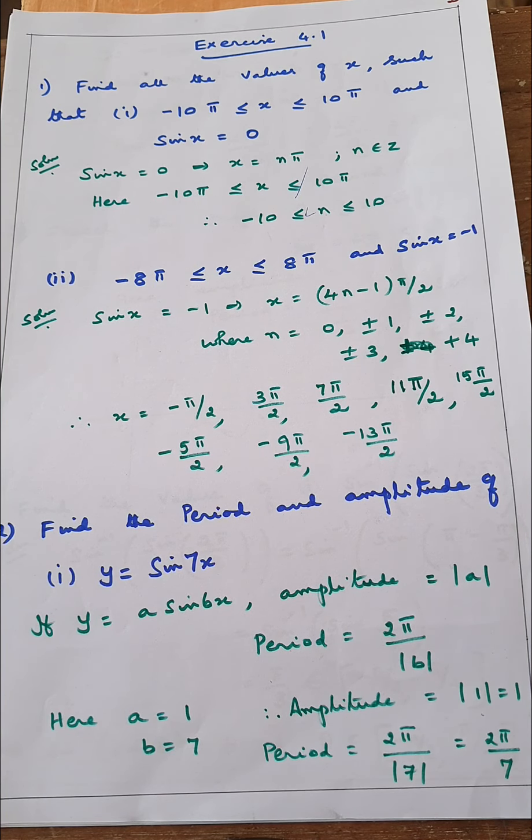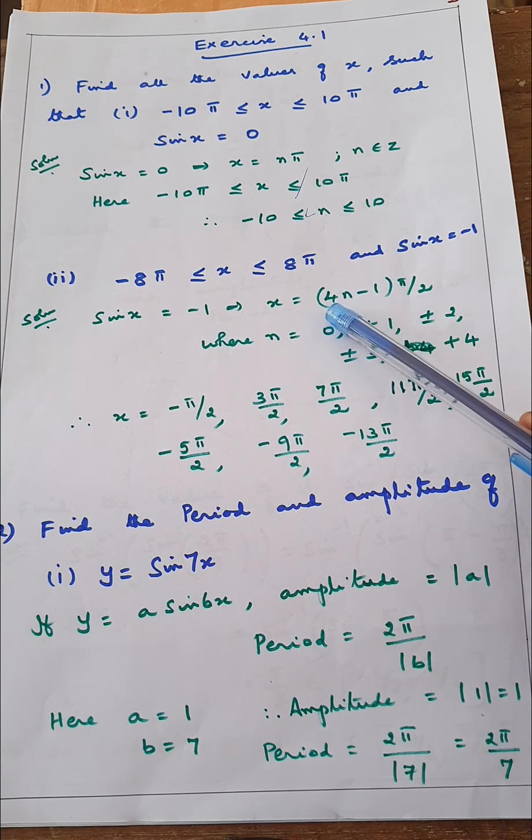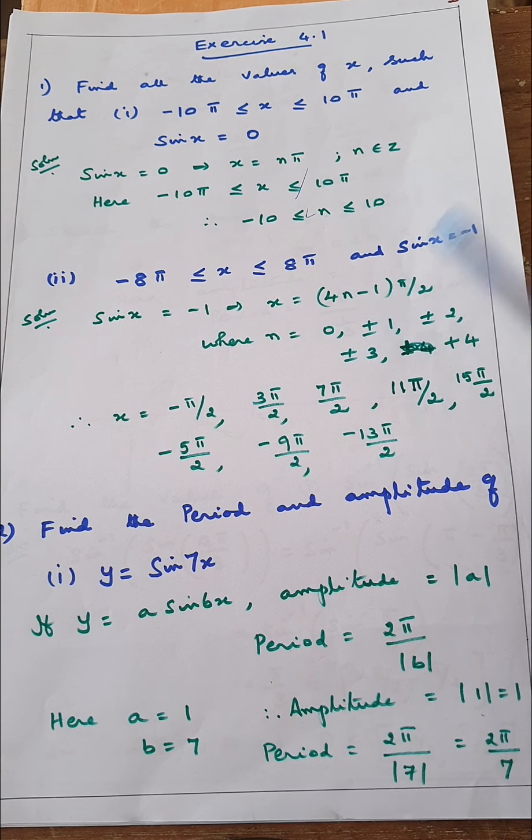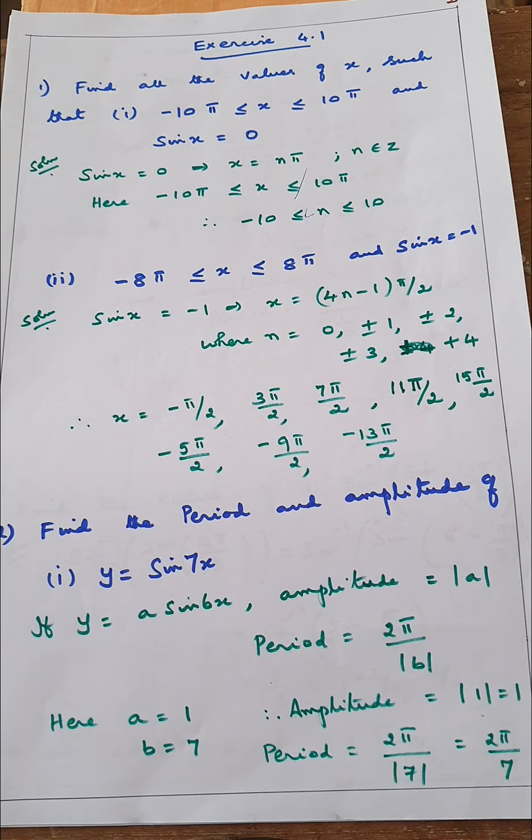So when you put n is equal to 0, 4 into 0, 0, minus 1, minus 1 into pi by 2. So minus 1 into pi by 2 will be minus pi by 2. So sin of minus pi by 2 will be what? Minus sin pi by 2, which is equal to minus 1. Okay. So therefore, this condition is satisfied for all values of n such that n is equal to 0, plus or minus 1, plus or minus 2, plus or minus 3 and plus 4.